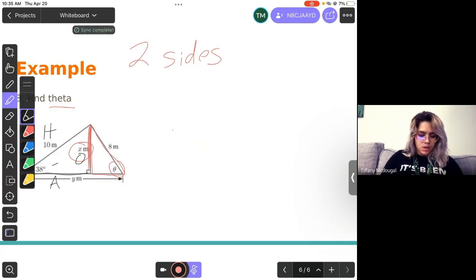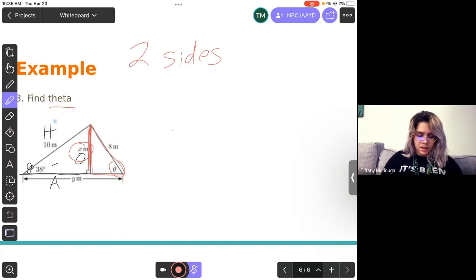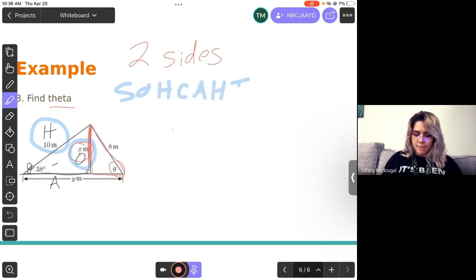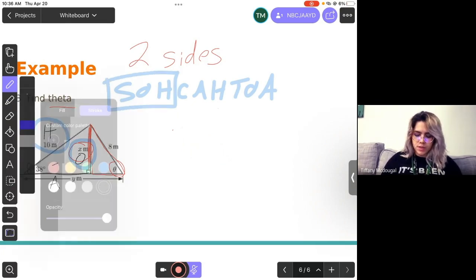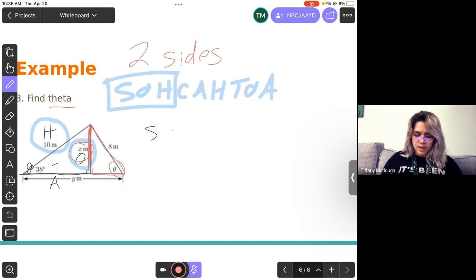Okay. Circle the sides that I need. I've been given hypotenuse for 10. I'm looking for opposite, which is X. So if I look at SOHCAHTOA, I need the part that contains O and H, which for us is SO. So let's go set up that trig ratio. Sine theta, which is 38 degrees, is equal to opposite, which is X for us, over hypotenuse, which is 10.